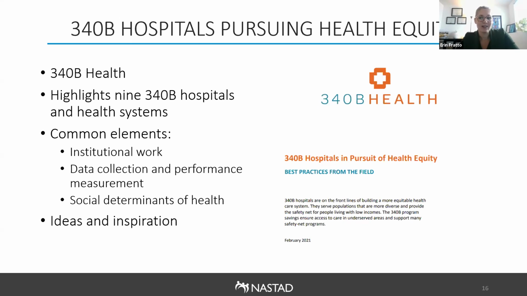Institutional work that is outlined in this report includes health equity strategic plans, training in cultural competency and implicit bias, increasing diversity in leadership and governance. Data collection and performance measurement work is included in this report. Lots of hospitals are increasing the collection of data on race, ethnicity, primary languages. This data allows hospitals to really stratify the quality and outcomes and patient satisfaction data to identify disparities. The disparities uncovered by hospitals also lead to targeted interventions being implemented.